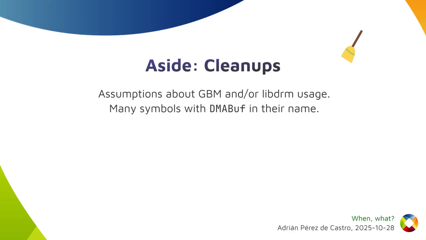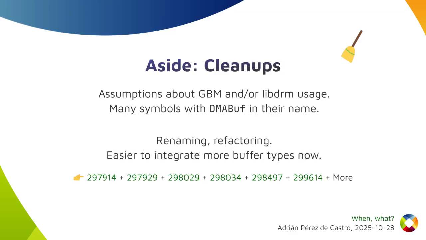And we had a lot of symbols with DMABuf in their name, and now that we have a new way of sharing buffers, which is the Android buffers, it doesn't make sense to have it there. And it was not only renaming, we also moved code around, created base classes for some of the texture, for the accelerated surface, for example, to reuse code between the different buffer types and so on.